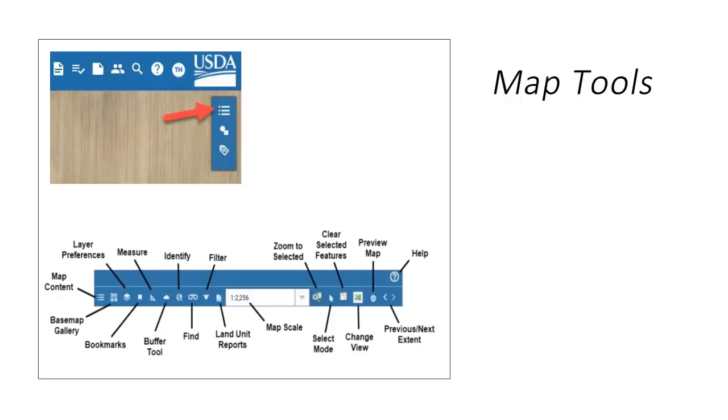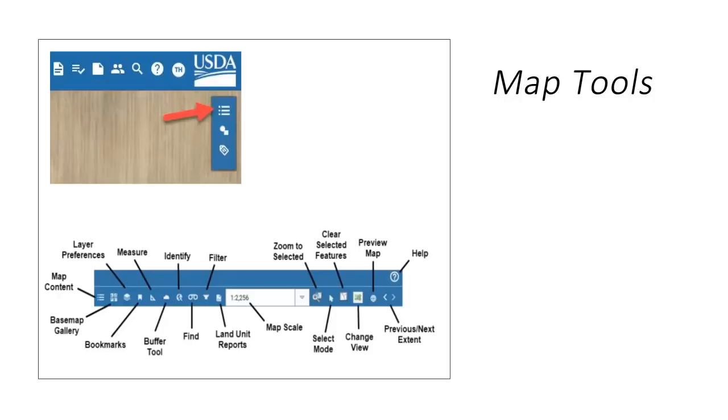The Map Content tool allows the user to select and configure map content to be displayed on the map. The Base Map Gallery tool allows the user to select the background to be displayed on the map. The Layer Preferences tool allows the user to set user preferences for displaying feature, reference, and background map layers. The Bookmarks tool allows the user to save relevant map extents to easily access later.